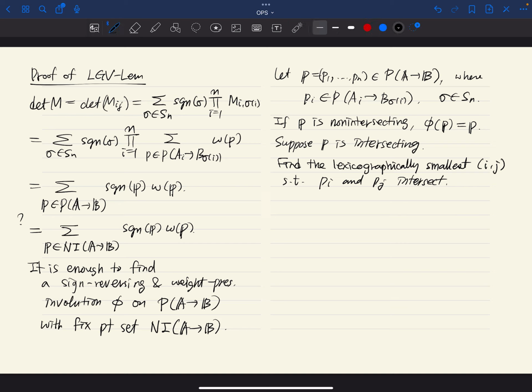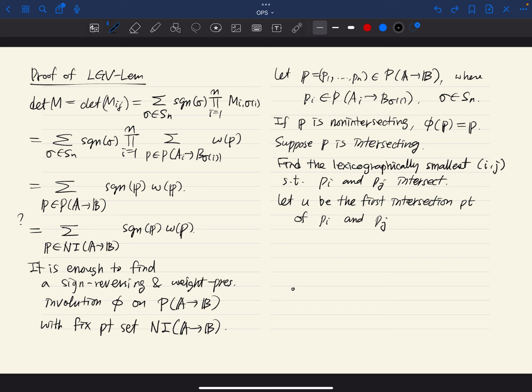Okay, so we now have some intersection between p_i and p_j, and there could be many intersections between the two paths, because a path can intersect many times like that. So we have to pick one intersection, but we can just pick the first intersection. So let U be the first intersection point of p_i and p_j. In the diagram it is something like this.